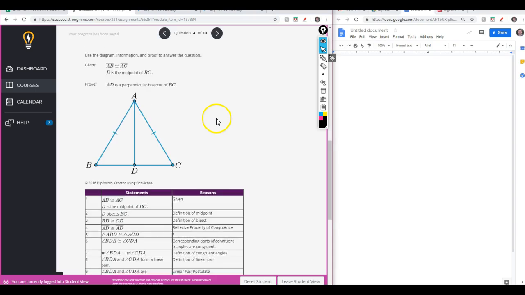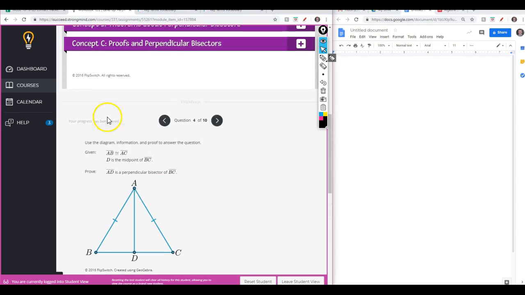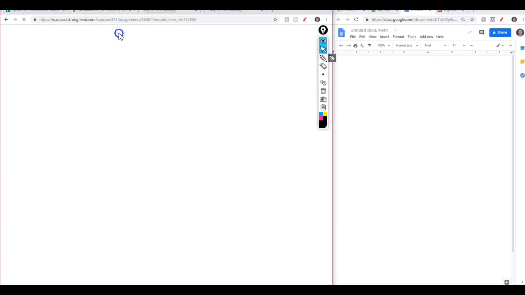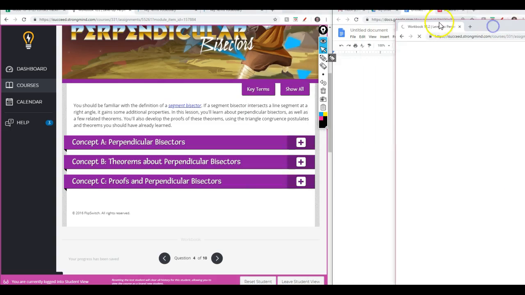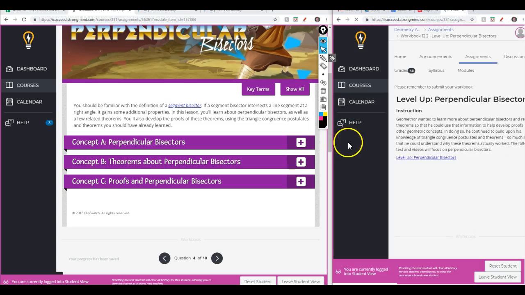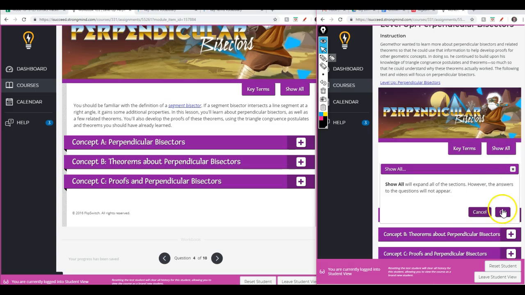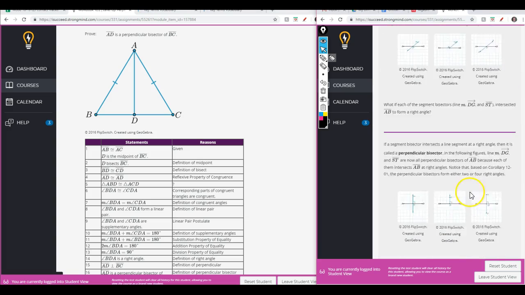Okay, this is a proof, and it wants to know what is the correct reason for statement 5. So if you come up here, what is the correct reason for statement 5? This is what I would do for a proof. I would duplicate this tab, so I'm right-clicking my mouse, click duplicate, pulling this over so that I can look at it, and I'm going to select show all because I'm going to scan for a proof that looks similar to this one.